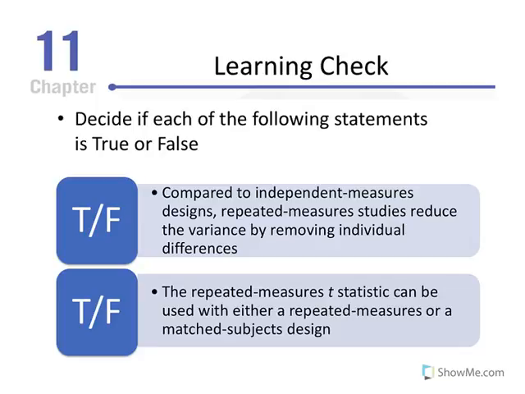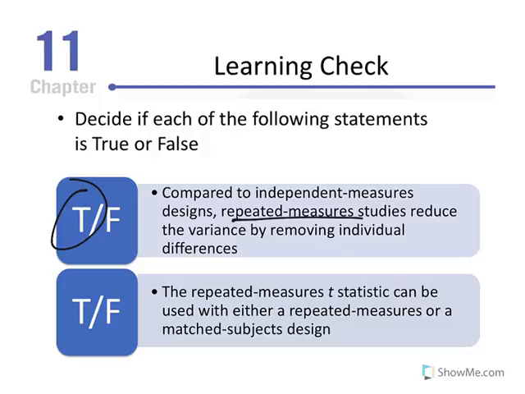Next, true or false? Compared to independent measures design, repeated measures studies reduce the variance by removing individual differences. And we just went over this, so I hope that you answered true. That's one of the advantages of the repeated measures, is that it reduces the differences between individuals. All of those characteristics are held constant. So again, it's one of the advantages of the repeated measures t-test design.